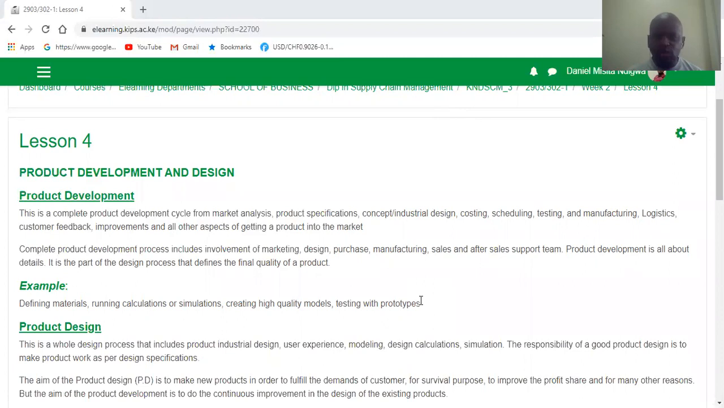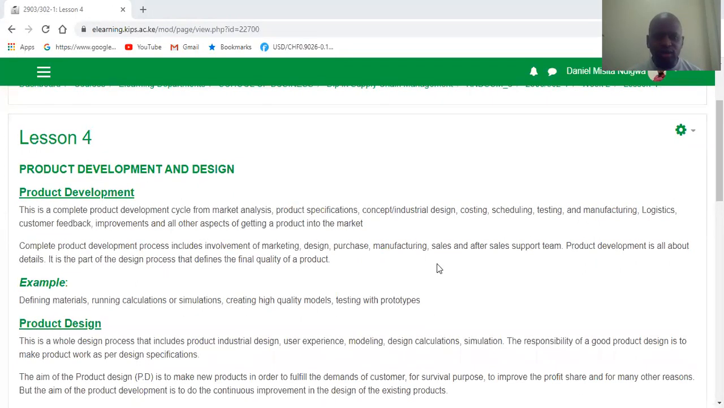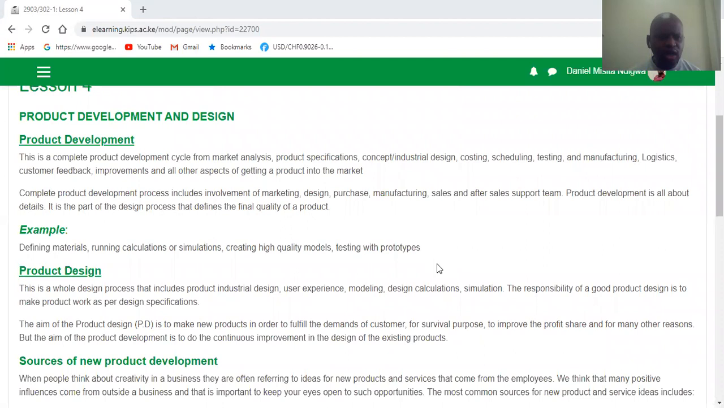The other thing that we are going to talk about today is product design. Product design is the whole design process that includes product industrial design, user experience modeling, design calculations, simulations, and the responsibility of good product design is to make products work as per the design specification.